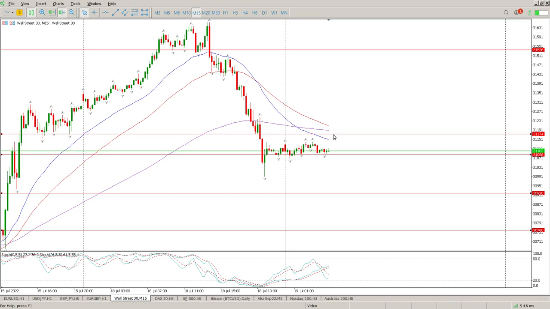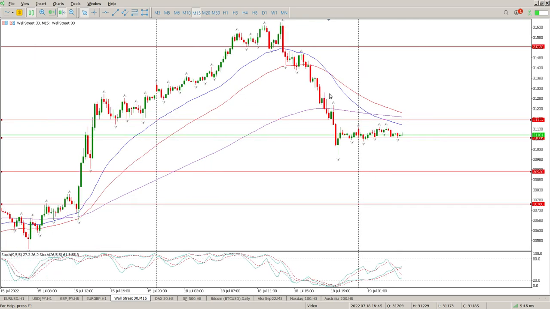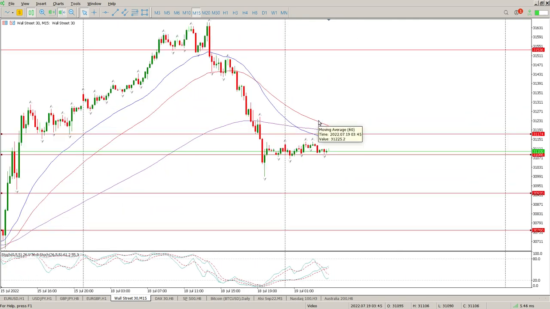If you do get above this area here at 31,174, I'd want to see a pullback and a retest of it, which would give the moving averages a chance to actually cross over before looking for a move back to 31,536. Okay, so yeah, be cautious, guys. Keep your stops as tight as possible, and if you're unsure, stay out of it.